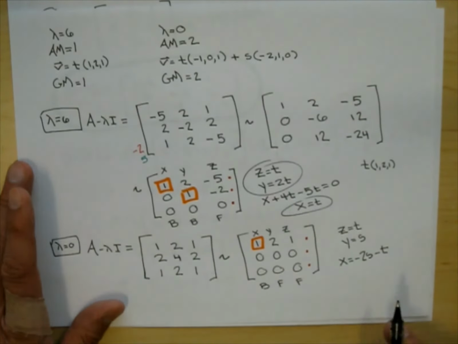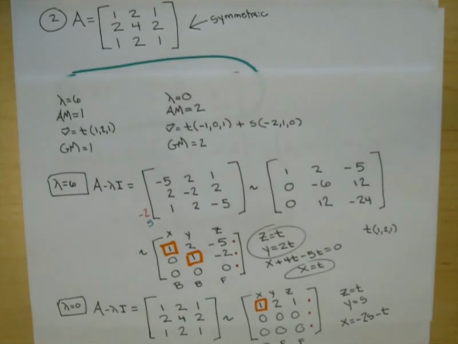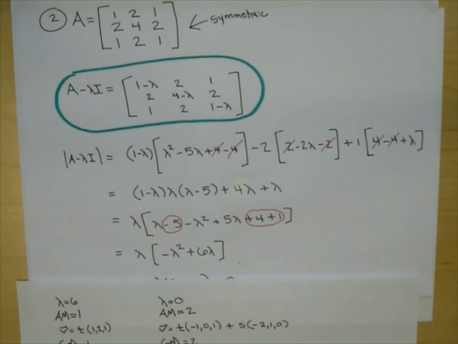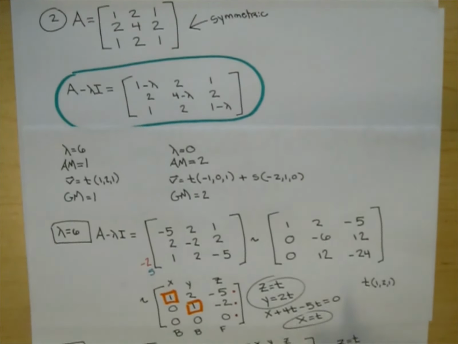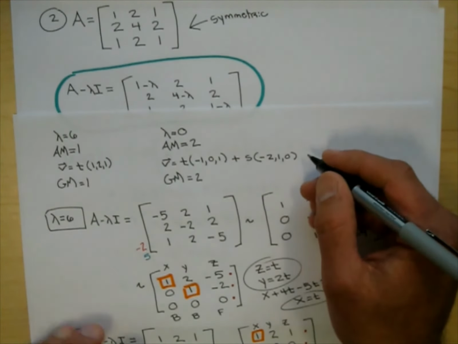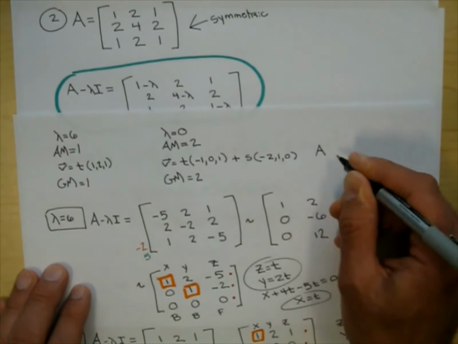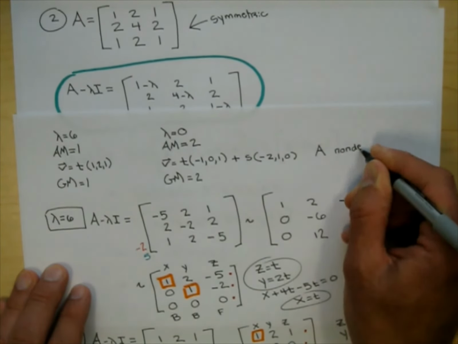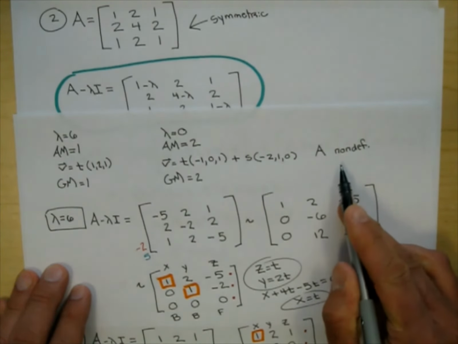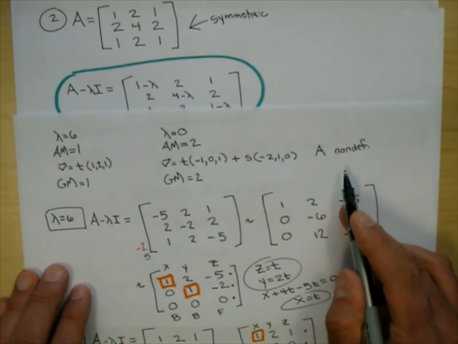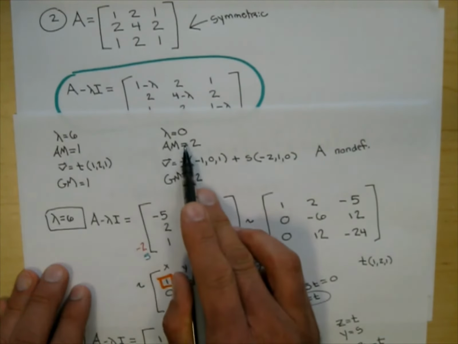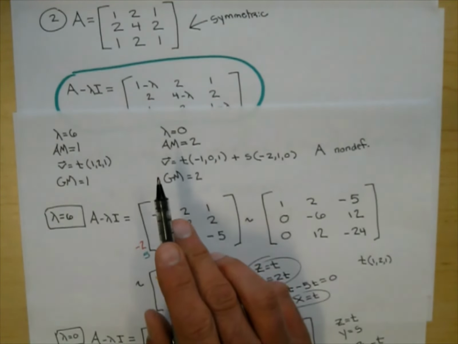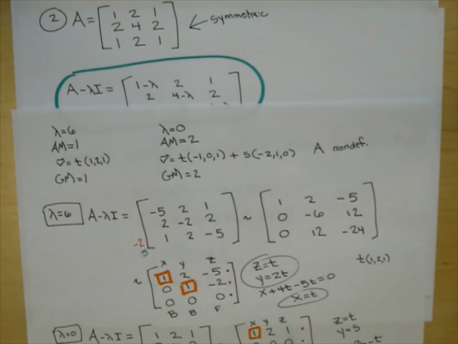There are 2 parameters. And so what I've done here on problem 2 is the same skills that we've been doing in 7.1 and 7.2. And by that one theorem I showed you, we can see clearly that A is non-defective. And what else can we see? We can see that all the eigenvalues are real. 6 and 0 are real numbers. So that is what we have.